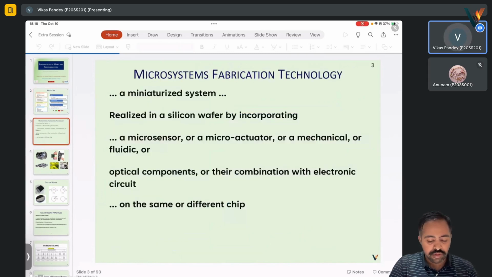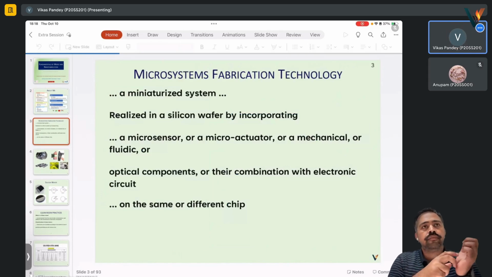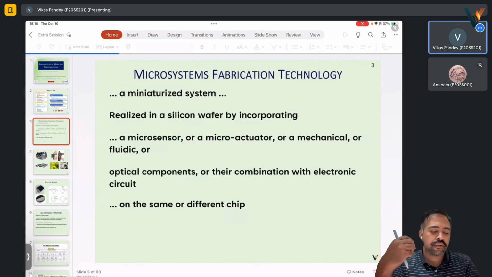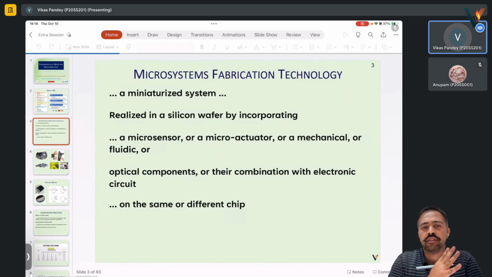So today we are going to see a field similar to micro and nano fabrication, that is microsystems fabrication technology, or in short MEMS fabrication technology, which is very much the same as micro and nano fabrication. The concepts are the same, and in parallel we'll be covering all the things we have already seen in micro and nano fabrication. It is a miniaturized system realized in a silicon wafer by incorporating microsensors.